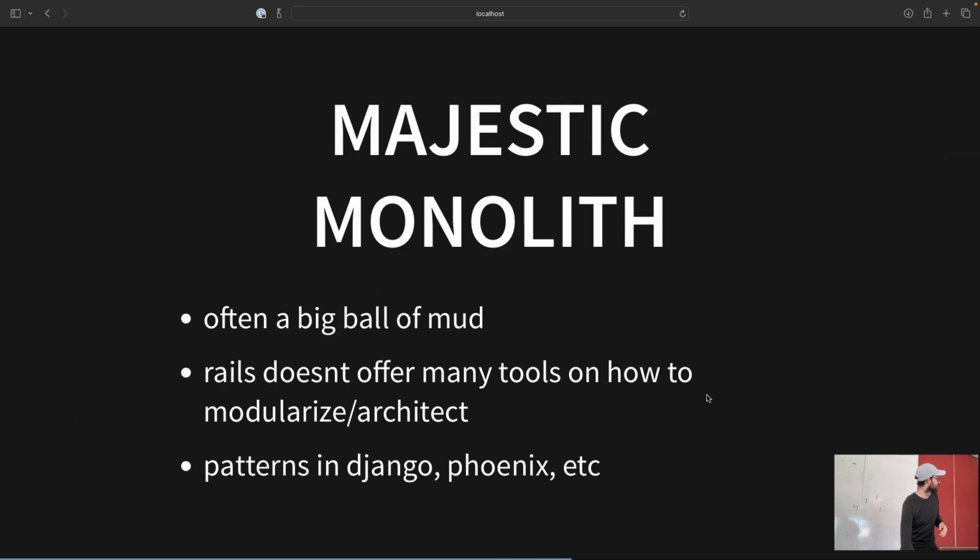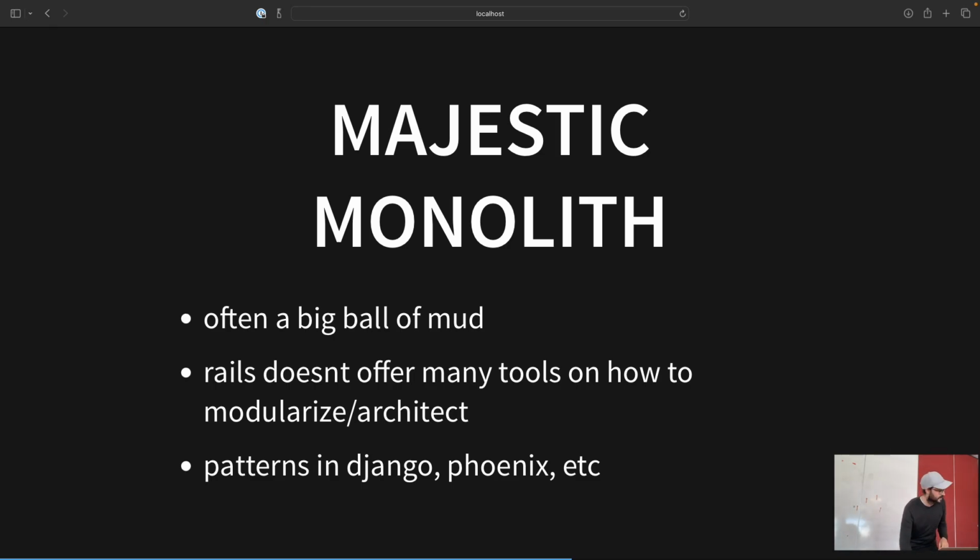And so you're on that majestic monolith end, a big ball of mud. I'm not sure if that rings a bell or if people have seen that before. It ends up being quite common. Rails is really good at ending up that way because it doesn't give you many tools to do anything around modularization. But there are really good patterns in Django and Phoenix, in particular around contexts for Phoenix, and Django is like apps within a project. So there are other frameworks that do this bit a lot better.